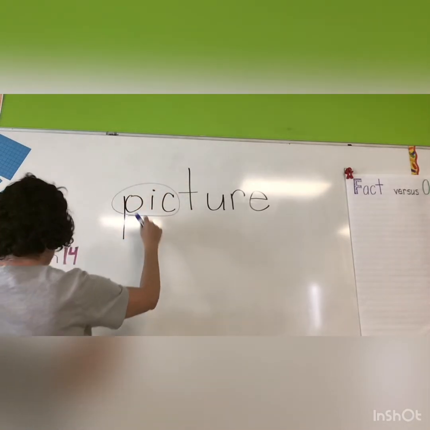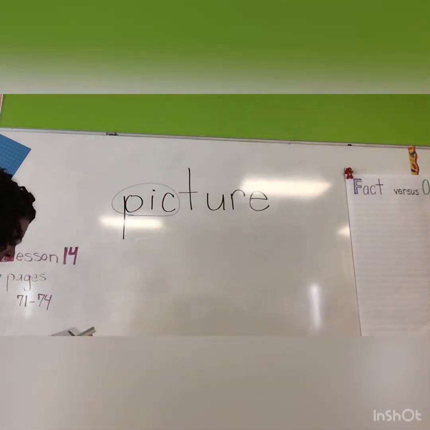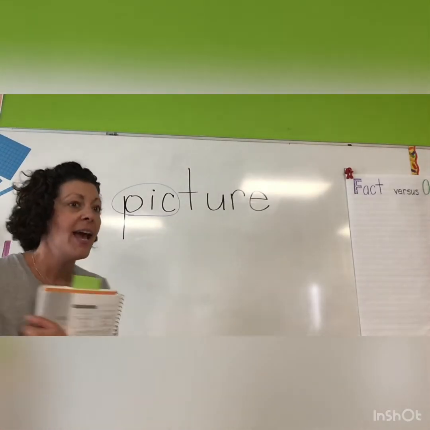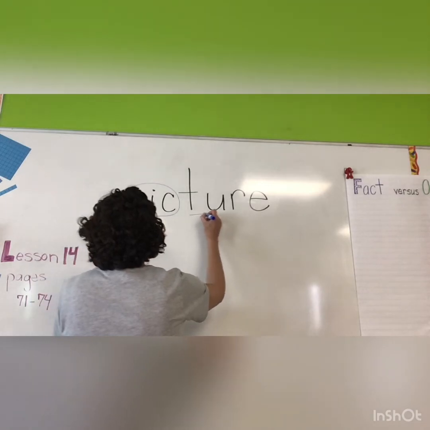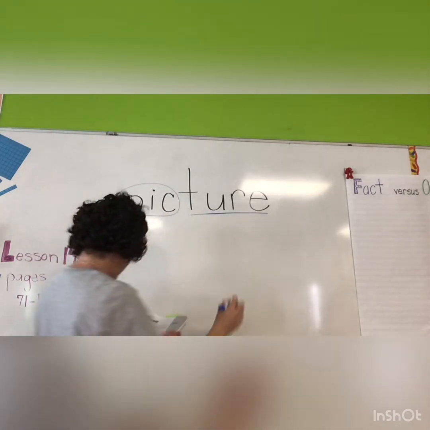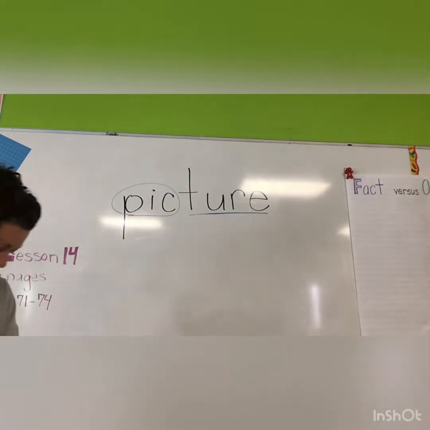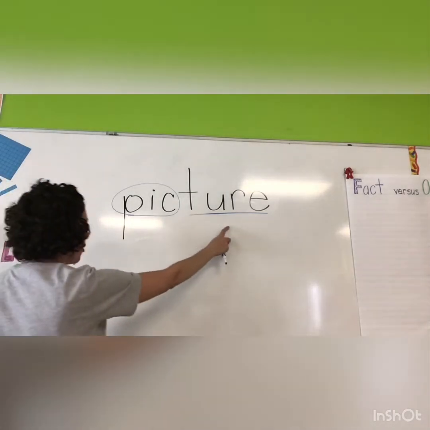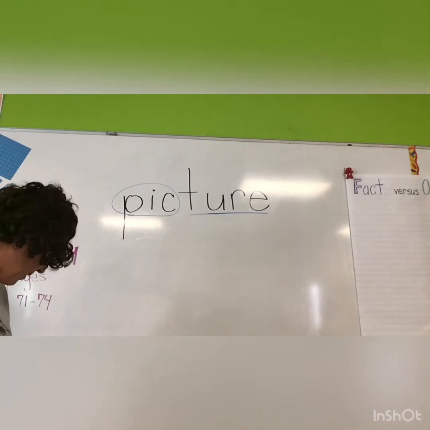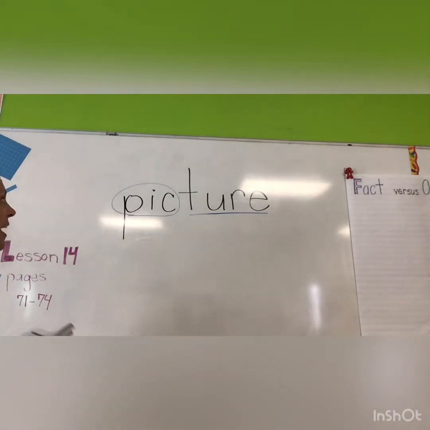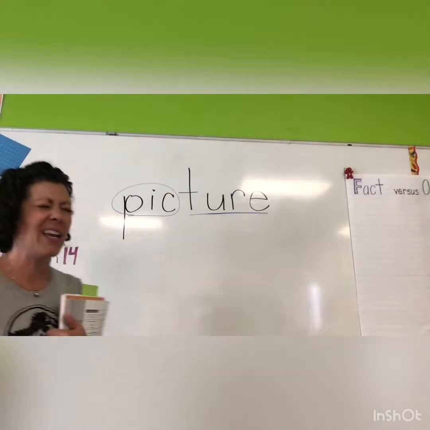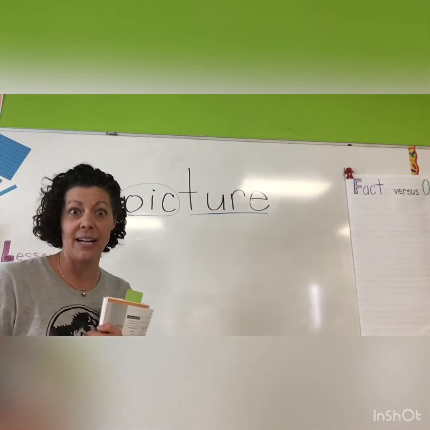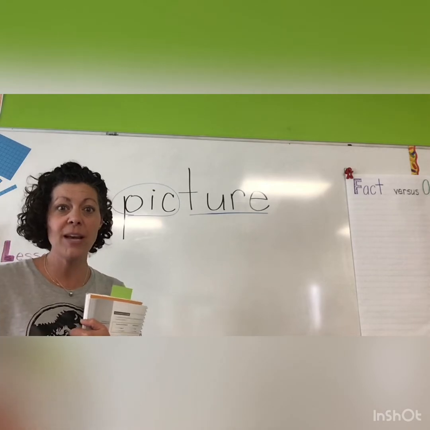P-I-C. These three letters, they give us the sound pick. And then we have T-U-R-E. These four letters give us the sound at the end of the word, picture. Picture. Can you close your eyes and picture? P-I-C-T-U-R-E. Did I do it? Awesome. Did you do it? Try.